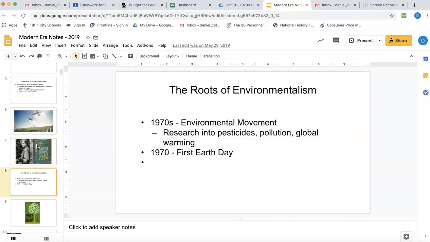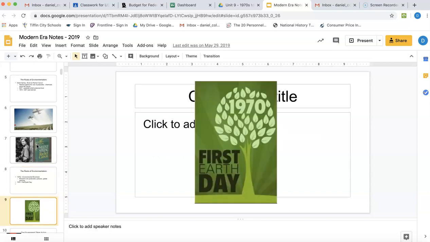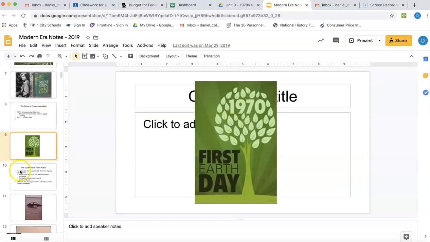And in the 1970s you see a movement towards trying to take better care of our environment, researching into pesticides, trying to stop the pollution, the first research into global warming, which we know is still an issue today. In 1970, we celebrated the very first Earth Day. That has been going on annually every year since. That came out as a result of this environmental movement.